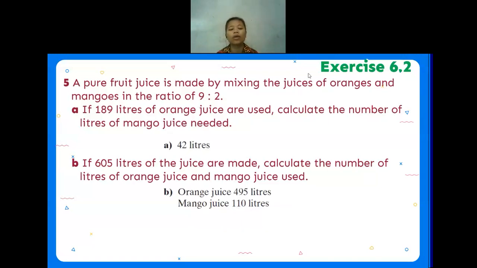Is there anyone who is confused at question 5? No one? Okay, no one tells me anything, so I will assume that no one is confused at question 5.